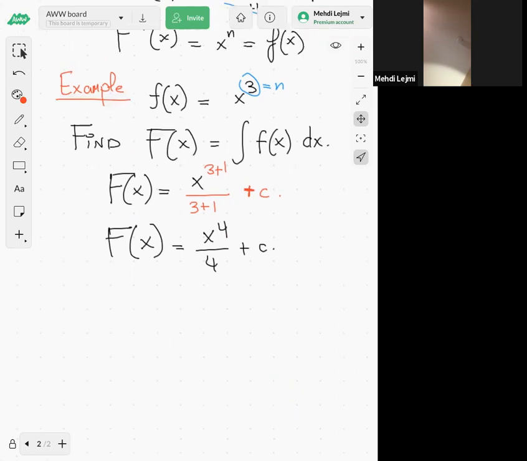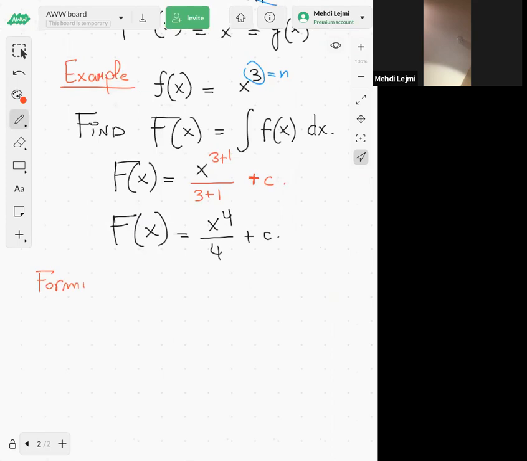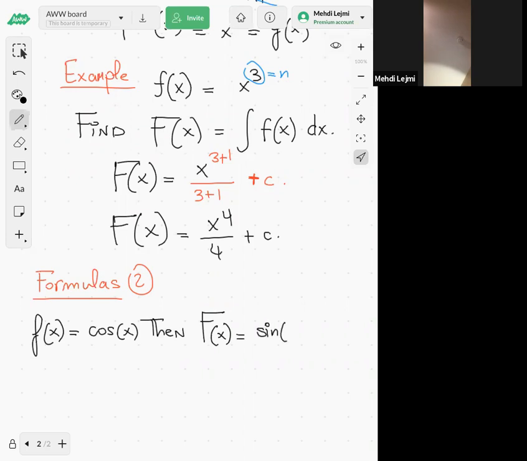So next, formula number two. What about the trig functions? Well, if lowercase f, if f of x is equal to, let's say, cosine of x, then the integral or antiderivative capital F of x is going to be equal to sine of x plus always the constant. Okay, so why do we have this plus the constant? Well, because the derivative of a constant is zero. So when you add a constant, it doesn't change the derivative, so you can add any constant to the integral, right?